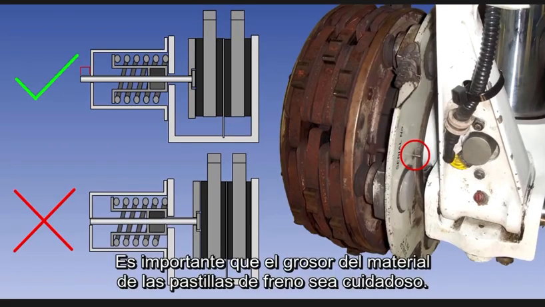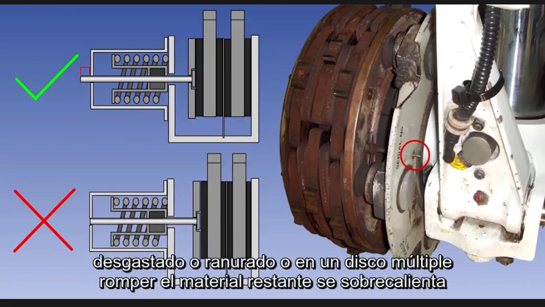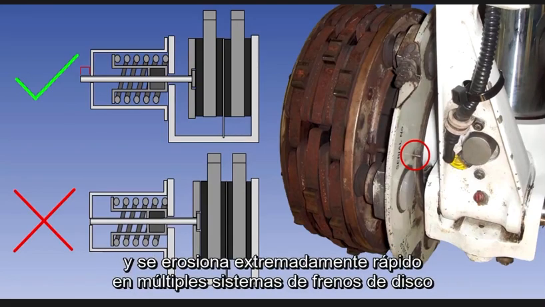It is important that the thickness of the brake lining material is carefully monitored. Too little brake lining material remaining may mean that the disc of a single brake system becomes excessively worn or grooved, or on a multiple disc brake, the remaining material overheats and erodes extremely quickly.